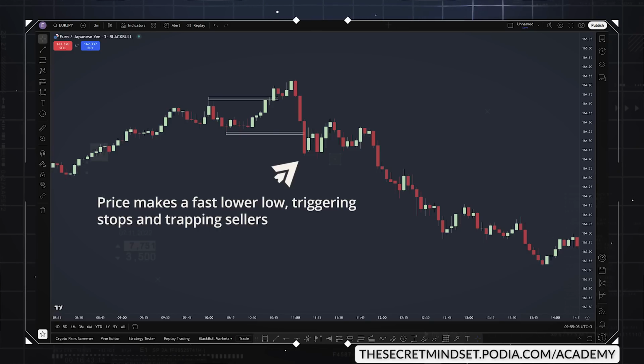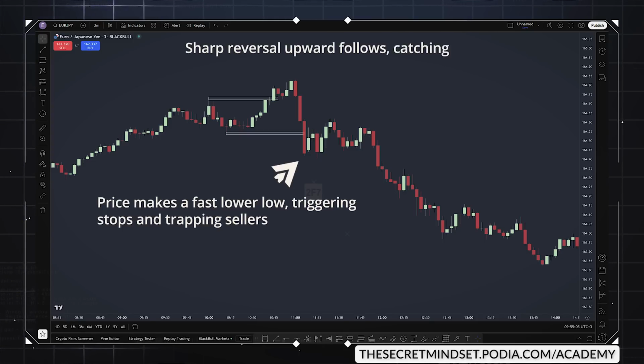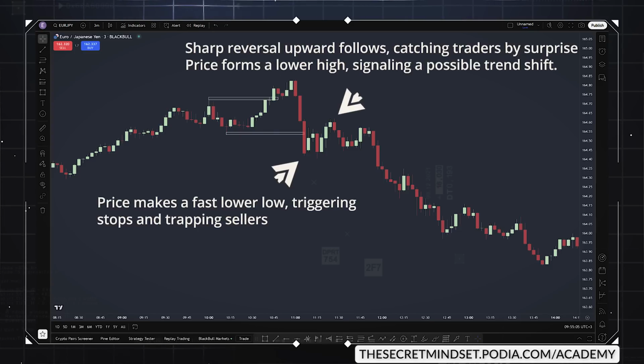This dip below the last low is fast, almost like someone grabs liquidity and runs. The move is deep enough to scare holders out, but instead of rolling over, price snaps back up right away. Sellers who chase the low get trapped. Now the market shifts. Price climbs, but this time, it doesn't reach the old high. It stalls and starts to turn down earlier. This creates a lower high.